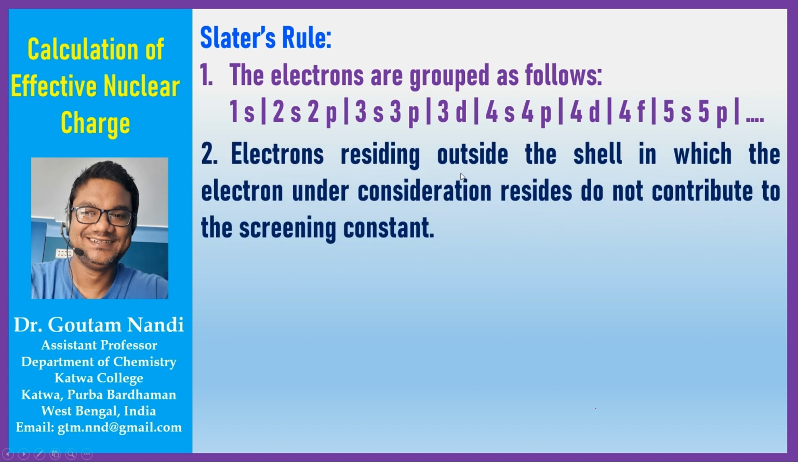Next, the electrons residing outside the shell in which the electron under consideration resides do not contribute to the screening constant. Suppose we are calculating the screening constant for a 3p electron, then 3d, 4s, 4p or beyond that will not contribute to the screening constant calculation. Okay, that's rule number 2.